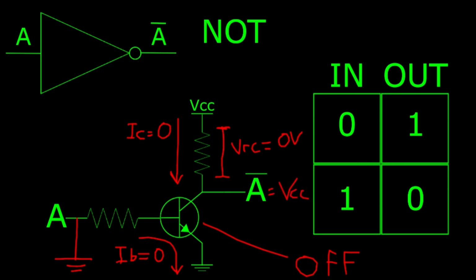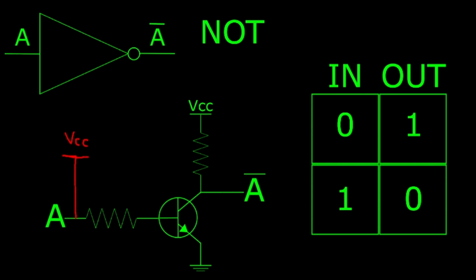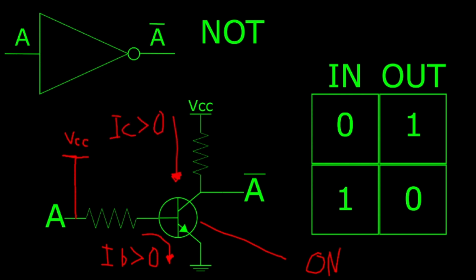supply voltage. However, if you connected your input to the supply voltage, the transistor would be on. This is because we can now have a base current. This will pull the collector to ground and cause a current through our collector resistor. And because the collector resistor has a much higher resistance than the transistor does at this point, it will drop the full supply voltage, so our output will now be low.